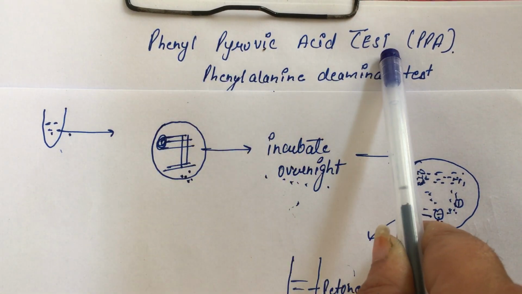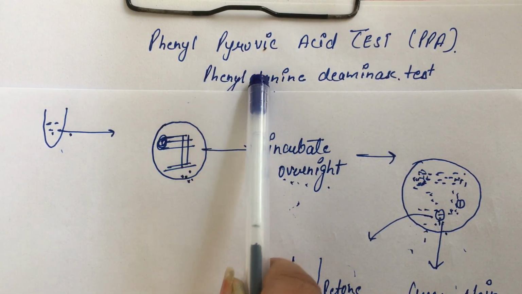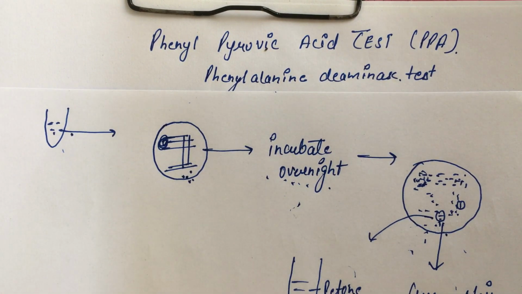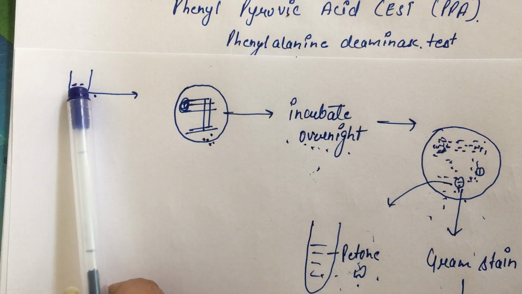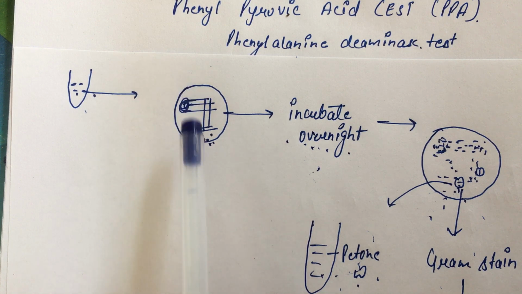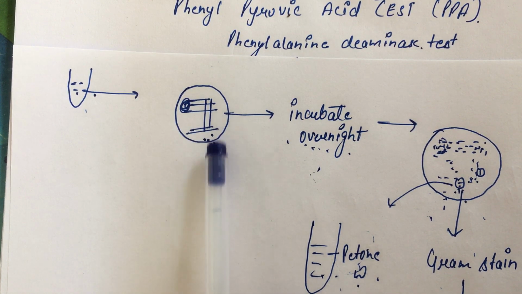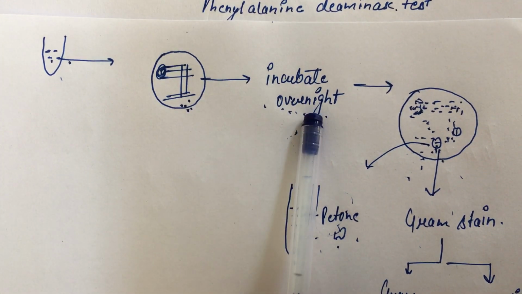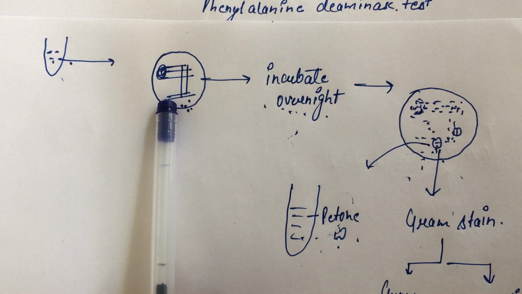In this lecture we will discuss the phenylpyruvic acid test, also called the phenylalanine deaminase test. First we will discuss the basic procedure that is followed in the laboratory. First we receive the specimen. As soon as we receive it, we inoculate it into the proper culture medium. We streak that specimen on appropriate culture media and incubate it overnight or for 24 hours. Incubation depends on what kind of specimen you are inoculating into the petri plate.